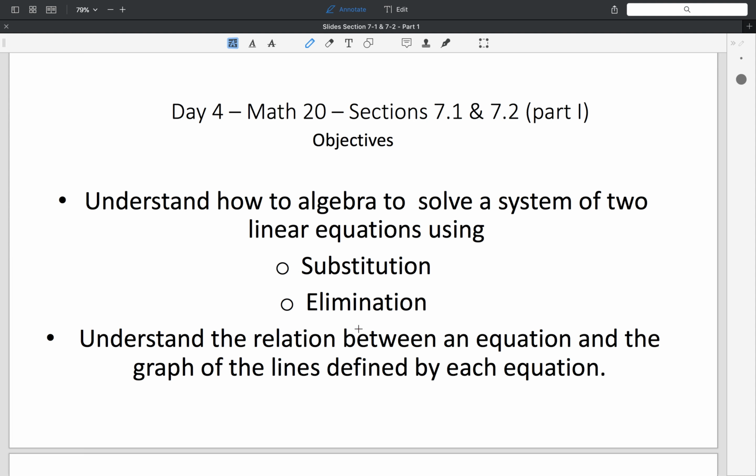I'm guessing some of you may have seen this before in another algebra class. There are two methods, substitution and elimination. I want you to understand those and also to understand the relation between the equations and the graphs of the lines that are given by each equation.